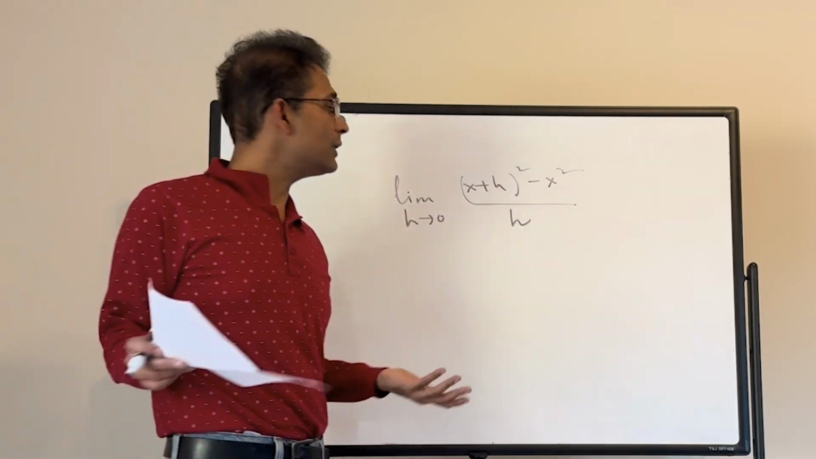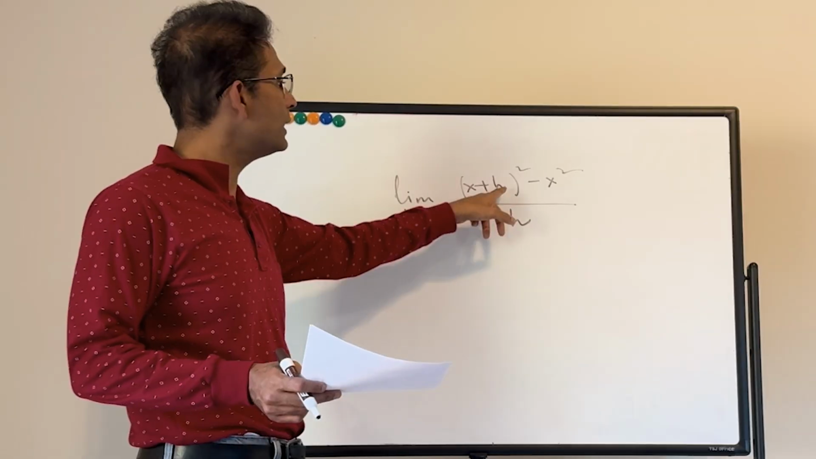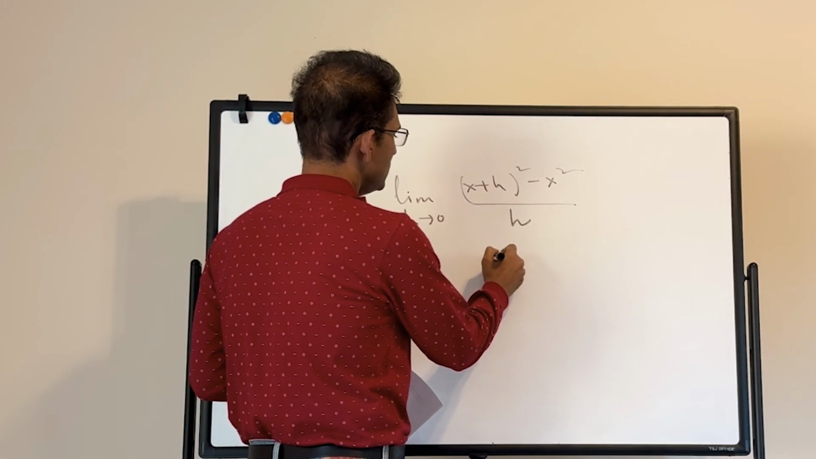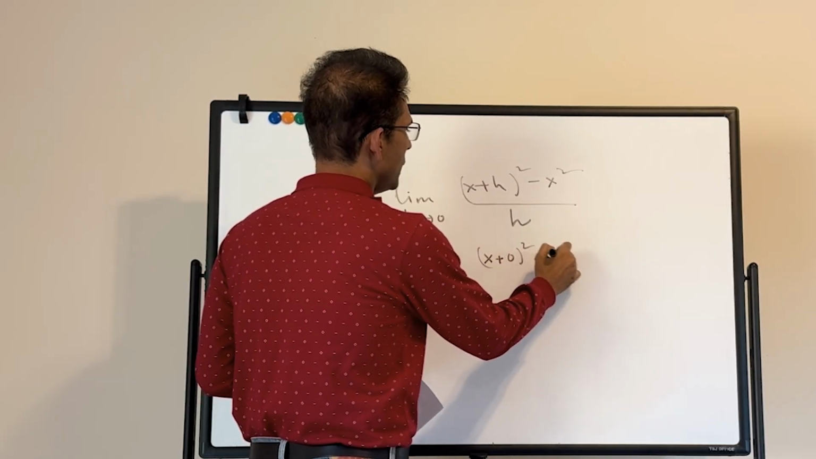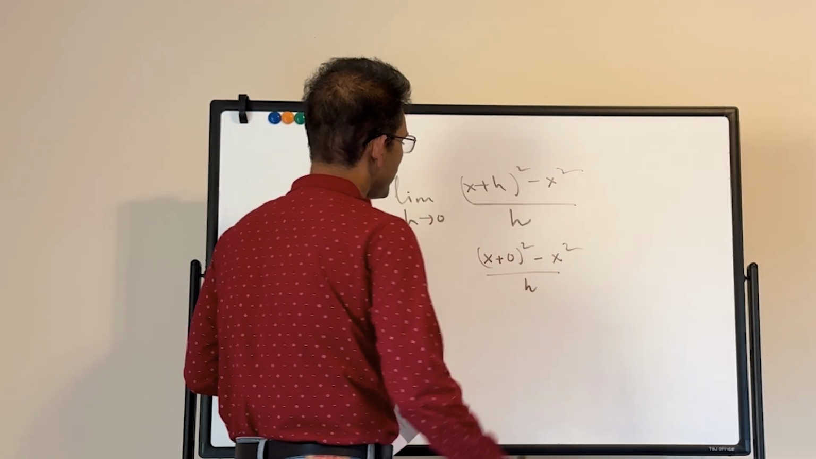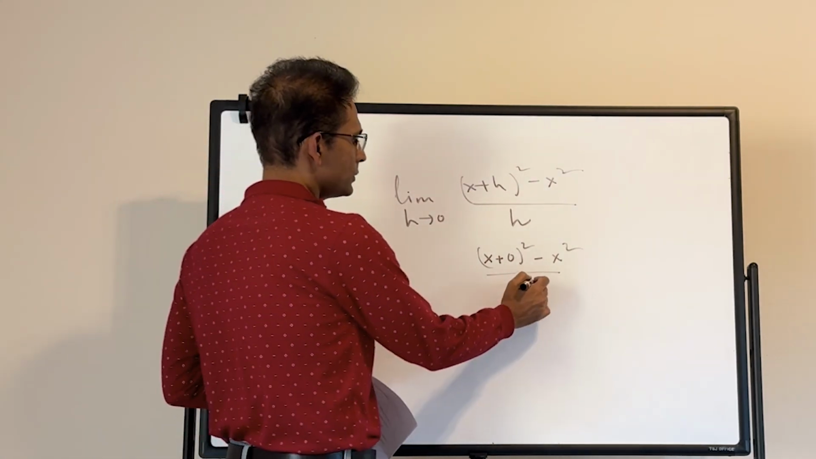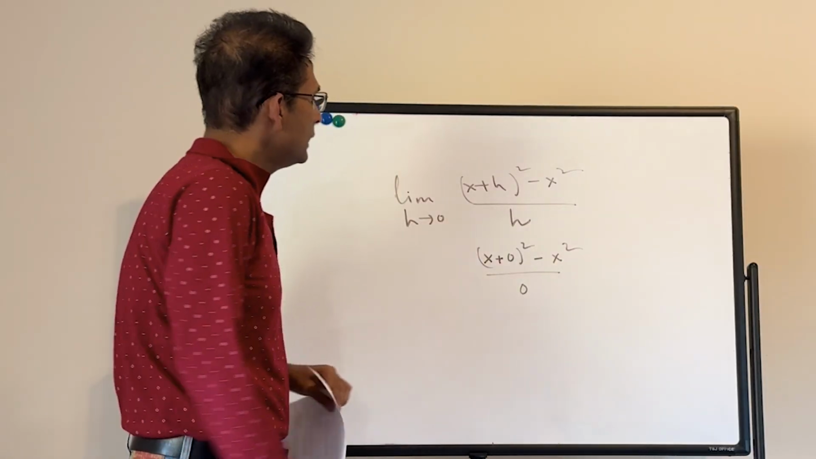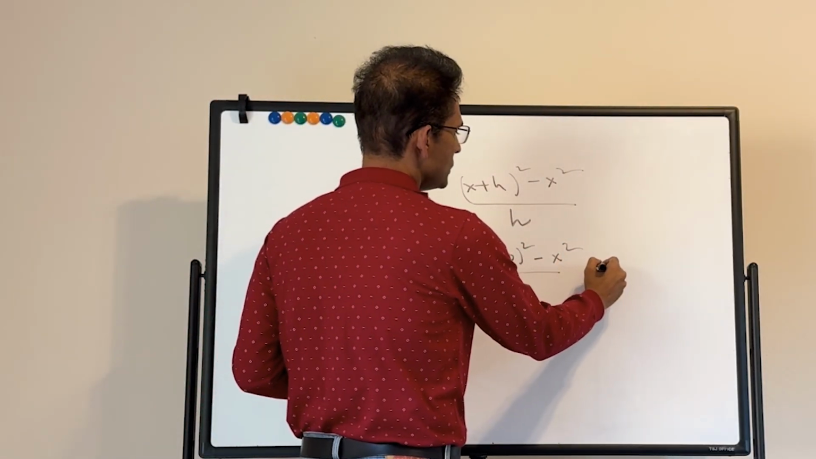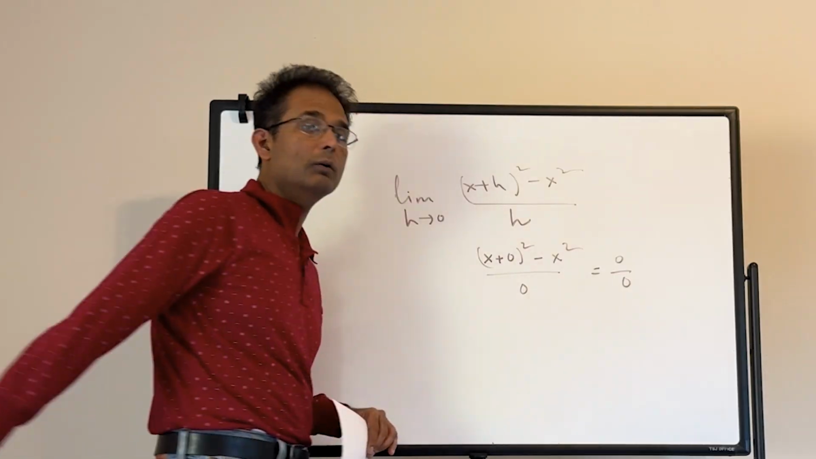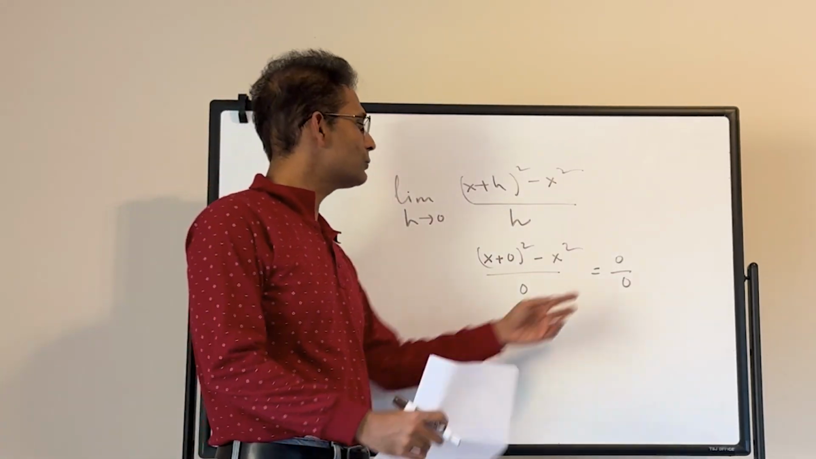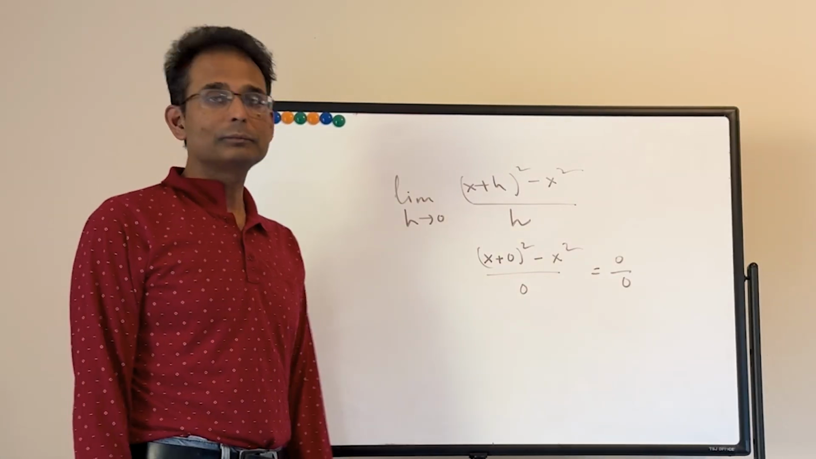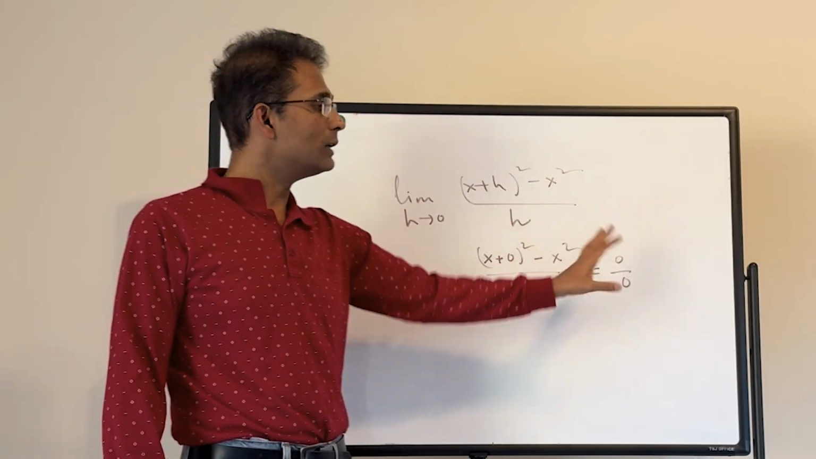Your first instinct probably would be to just plug in h equal to 0. We can do that. So let's write (x plus 0) squared minus x squared divided by h. h is also 0, so I should actually write 0 here. So what do I get? In the numerator, you have x squared minus x squared, which is 0, and in the denominator you have 0, and we are in trouble, because you don't know what this is. It looks undefined. So the functional value is not defined.